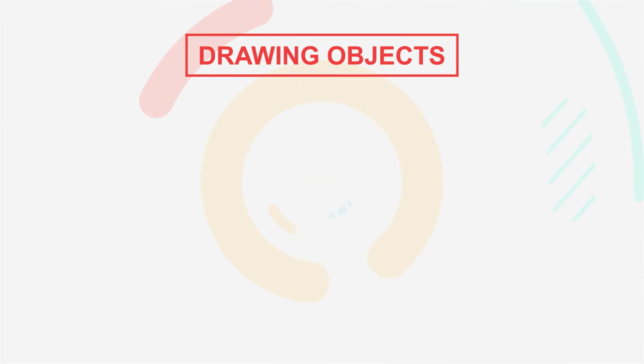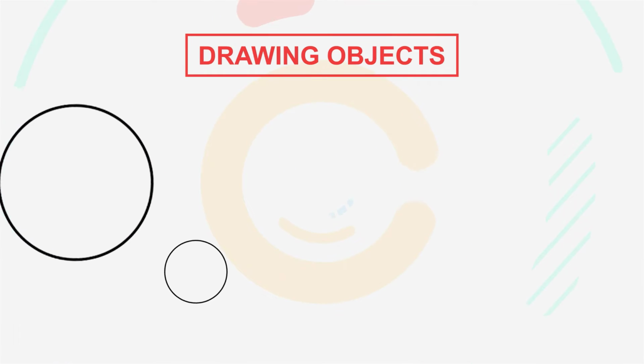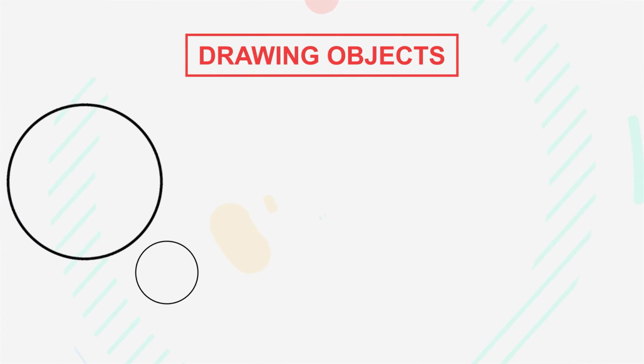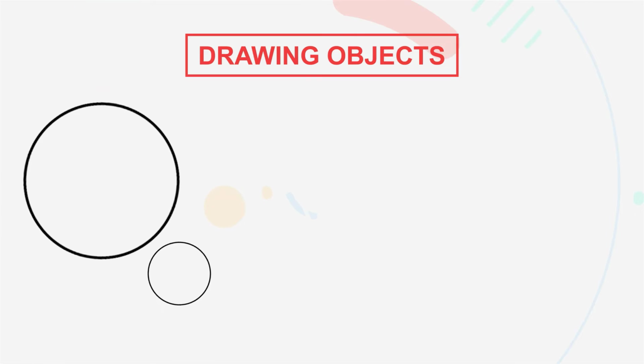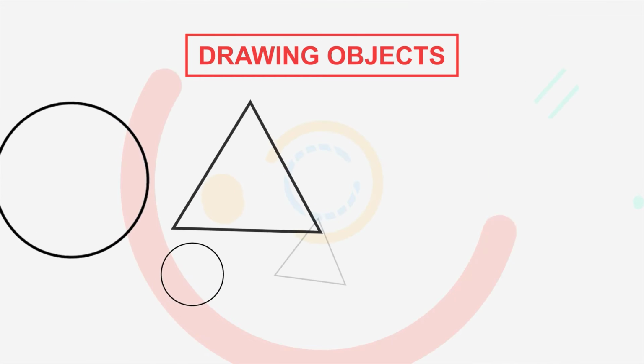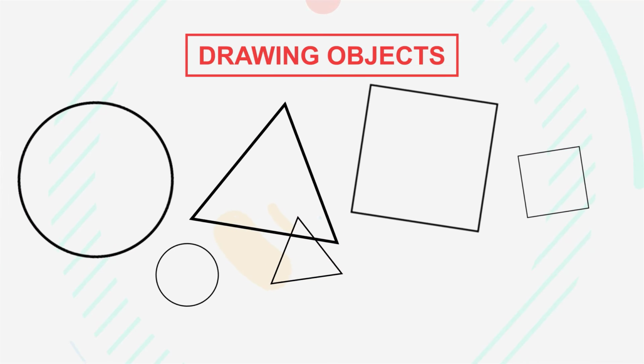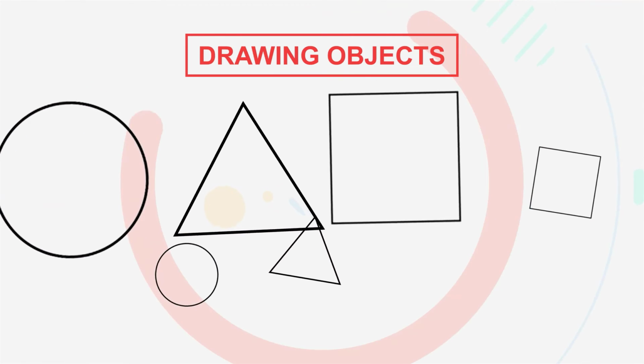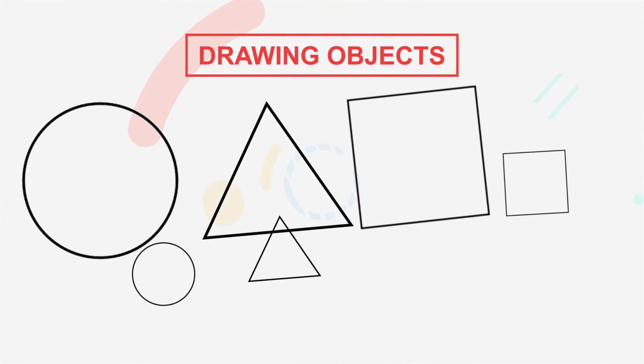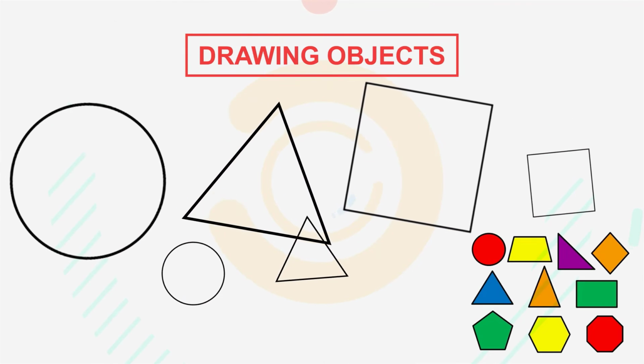Drawing objects. What are drawing objects? For example, big and small circle, big and small triangle, then big and small square. Cutting shapes of different sizes.